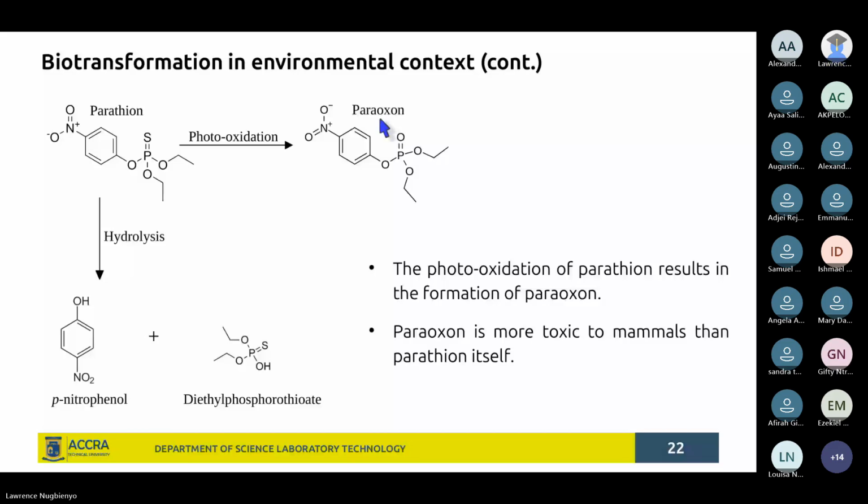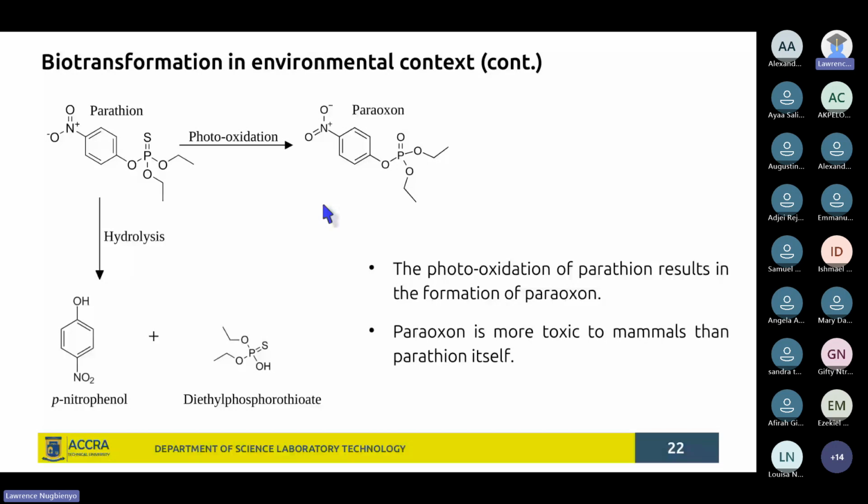Even though parathion was used as a paralytic substance, acting on the enzyme acetylcholinesterase, when it gets exposed to light, to sunlight, it gets converted into this very toxic metabolite. And so because of that, you have it now being banned. It's no longer being used.